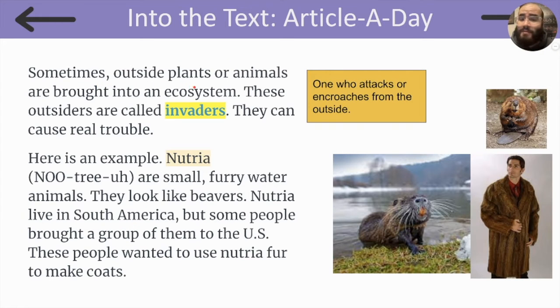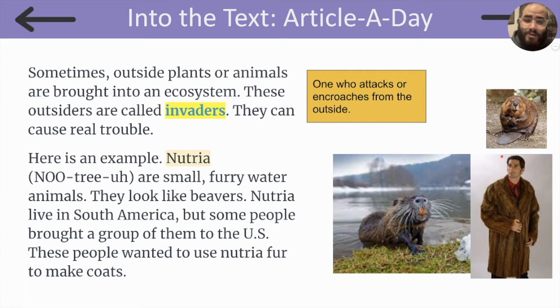Sometimes outside plants or animals are brought into ecosystems. These outsiders are called invaders. An invader is one who attacks or encroaches from the outside. They can cause real trouble. Here's an example. Nutria are small furry water animals. They look like beavers. This is a picture of a nutria, and this is a picture of a beaver.